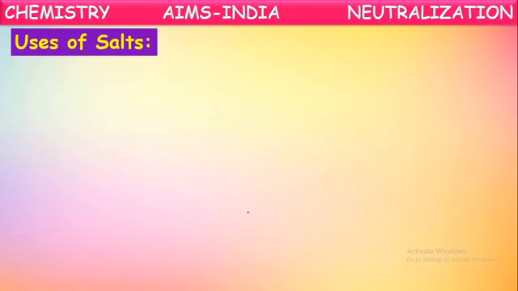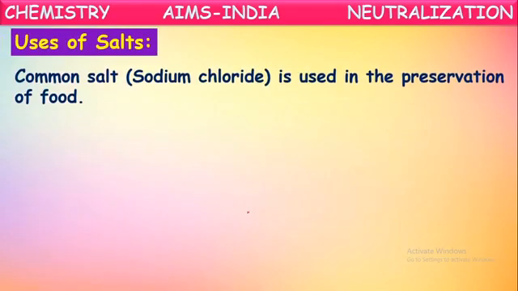First, the uses of salts, where we use these salts. We know common salt, which is chemically sodium chloride, is used in the preservation of food, and we take it in many food items for taste. It is one of the uses.